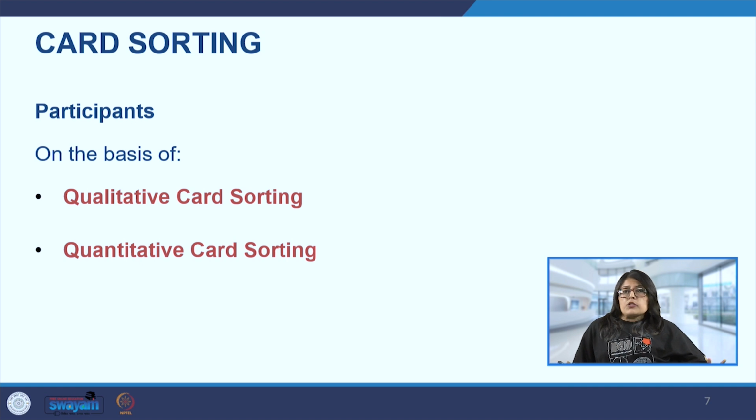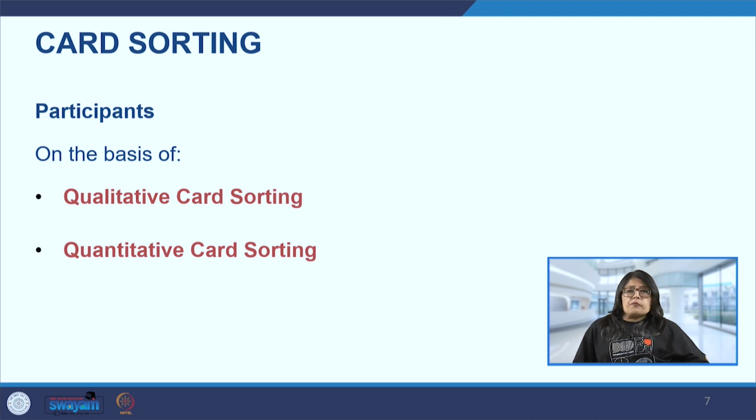Again, it depends on the research team's thinking, what is it that they're looking for. So if they are looking at validating their groupings that they have done, for example, and they want to see how many participants would also group them in a similar manner, then in that case quantitative is a better approach. And if they want to understand why the user is doing something that they are doing, then qualitative is a better approach.